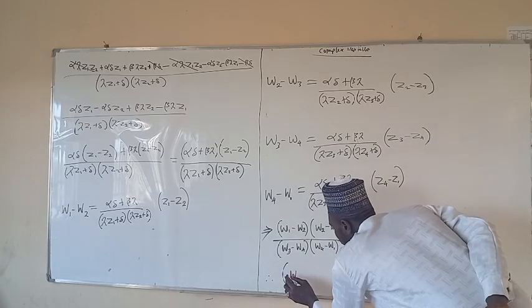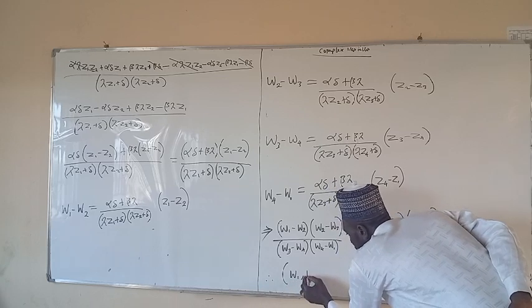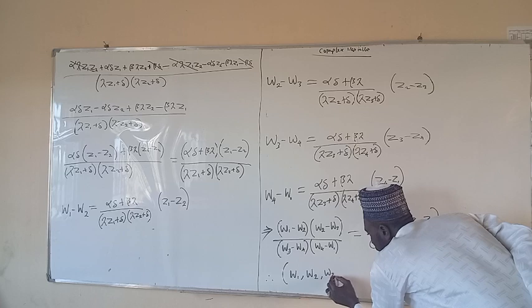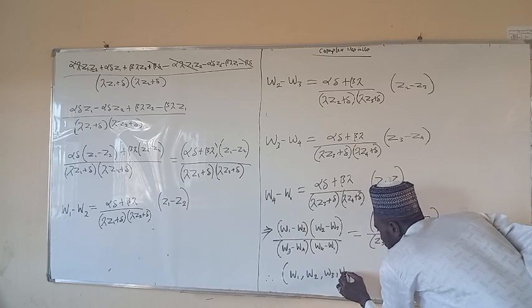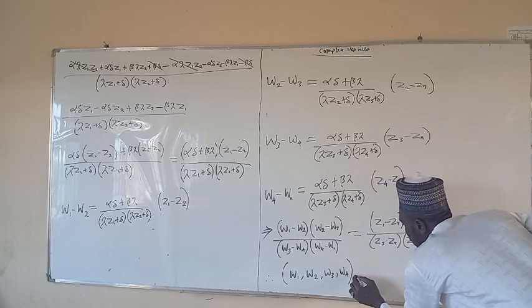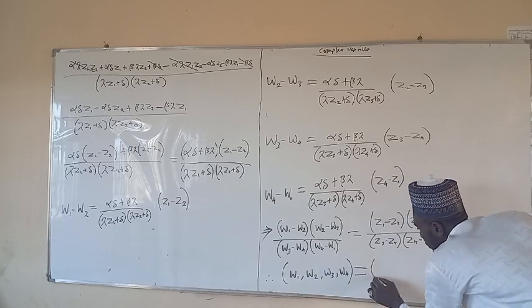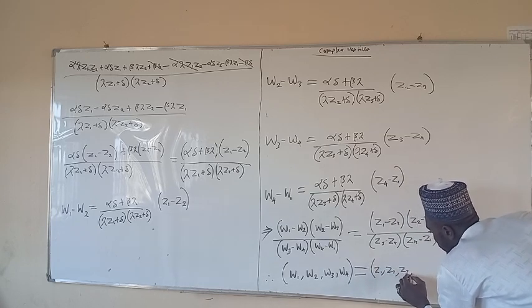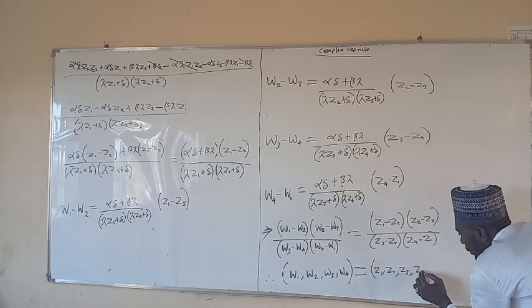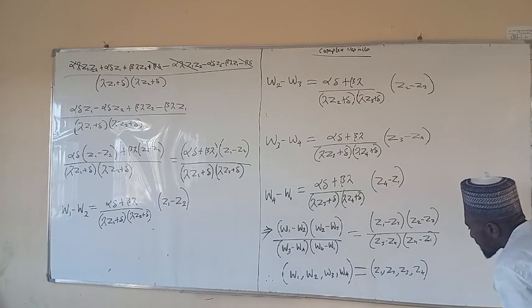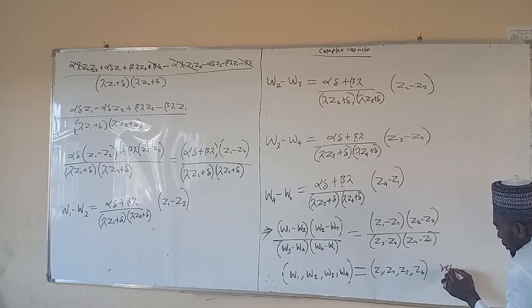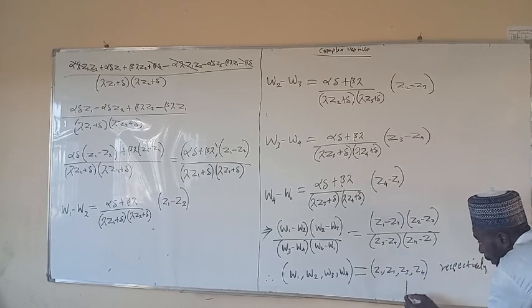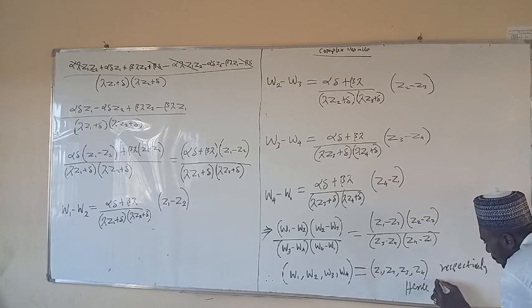Therefore, omega 1, omega 2, omega 3, omega 4 is the same thing as z1, z2, z3, and z4 respectively. Hence, the proof.